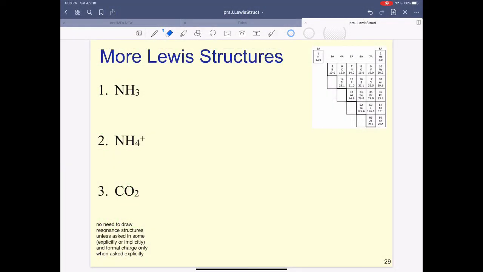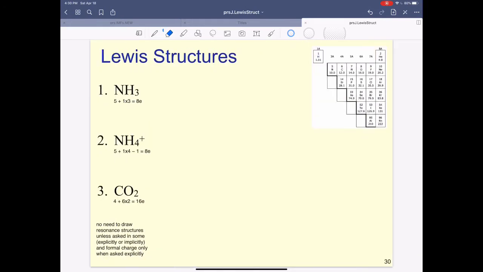Let's draw more Lewis structures. Try these. So nitrogen with 5 valence electrons. It's in the 5th column of the periodic table, and 3 for each hydrogen for 8 total. So we would put the nitrogen in the middle, attach 3 hydrogens, and complete the 8 total electrons with an unshared pair. You absolutely could draw that unshared pair as dots or lines.